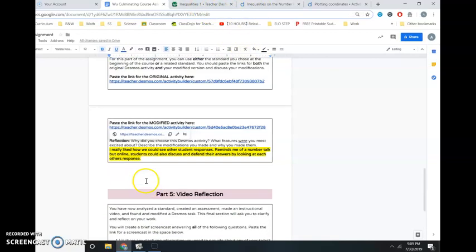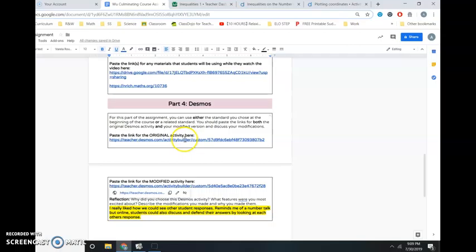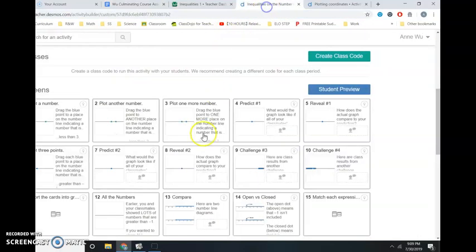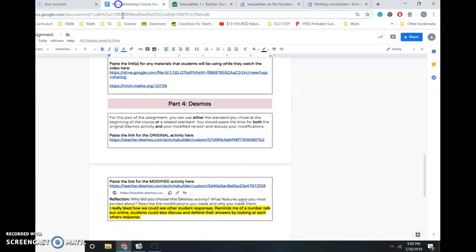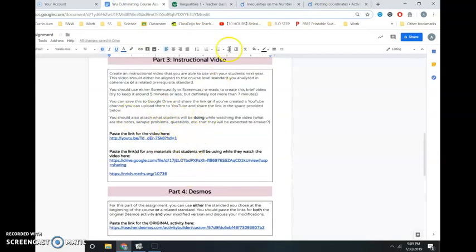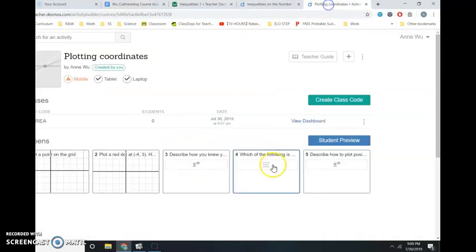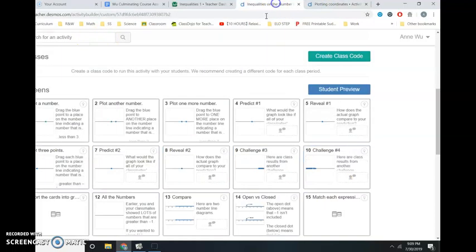For the original activity I posted on Desmos, it's mostly on inequalities. So what I focused on with my screencast video, I focused on plotting coordinates. So this is the one I created. And I got some ideas from this where I looked at how the students can see each other's responses.